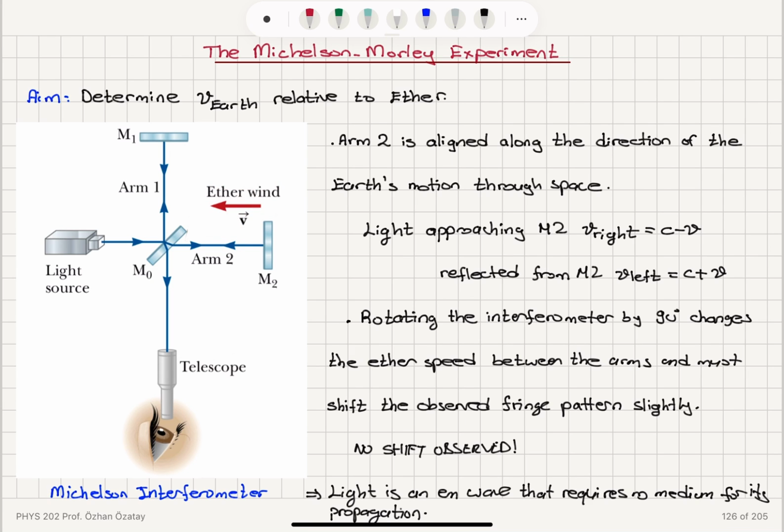We should observe a shift in the fringes that we observe at the beam splitter in the Michelson interferometer. If we are in the downwind direction, if the light propagates in the direction of the ether wind, we should measure c plus v. If it's opposing, we should measure c minus v. If we are in the lab reference frame observing that light is moving on the vertical axis, this implies that in the ether reference frame, if it has a speed c, it should be square root of c squared minus v squared, the speed of light.